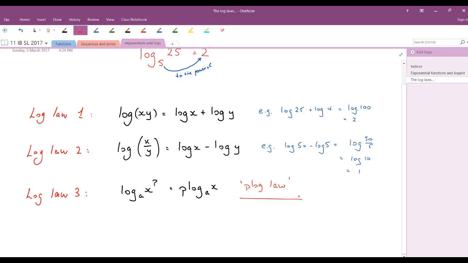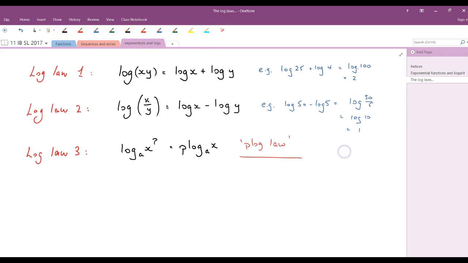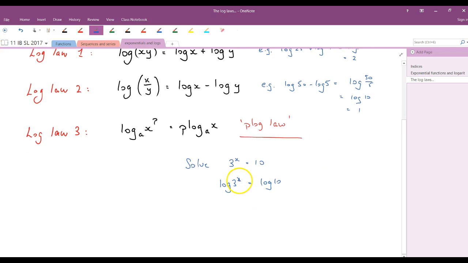The plog law. You're going to enjoy saying that word. So anytime we talk about plogging, what we're doing is taking a power and bringing it down the front. Now this has huge use for us in solving equations. Let's say we want to solve 3 to the power of x is equal to 10. I'm going to take a log of both sides, so it's log of 3 to the power of x equals log 10. I'm going to use the plog law to bring that x down, so it's x log 3 is equal to log 10.